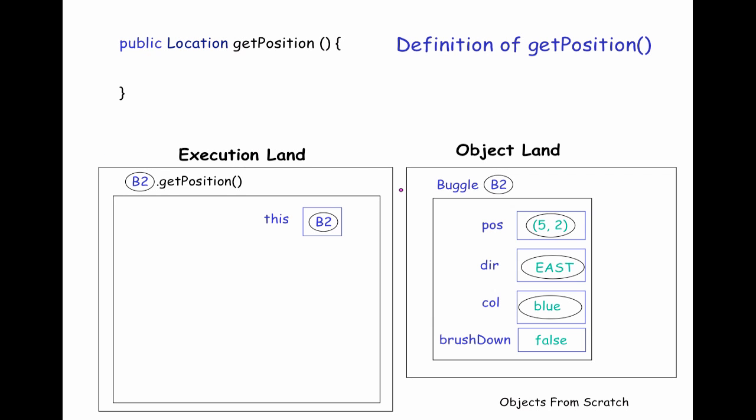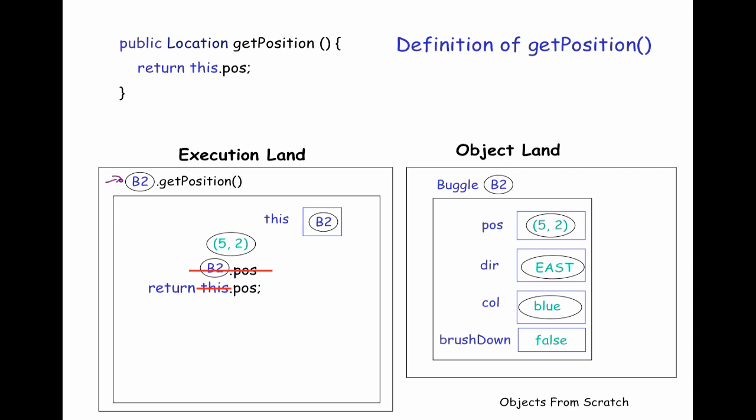Okay, let's discuss the implementation of these three methods. The first is getPosition, whose definition is deceptively simple. All we need to implement getPosition is return this.pos. Okay, why does that work? Well, let's imagine in execution land we have some Buggle B2 whose position we want to get. Then when we say return this.pos, this is B2, and B2.pos is, in this case, the location 52, which is returned. Now this seems super easy, but in fact it's a bit subtle.